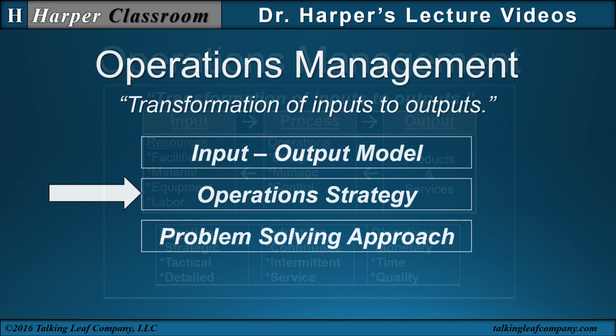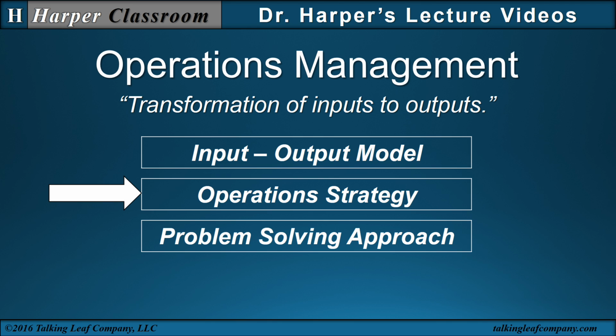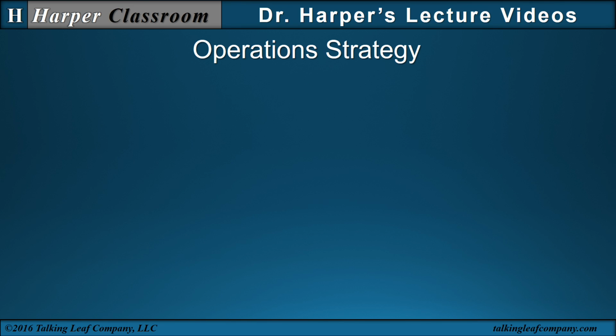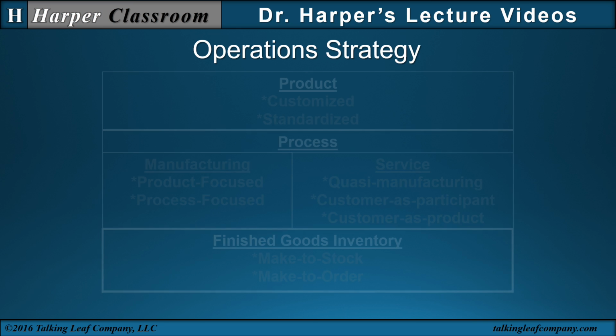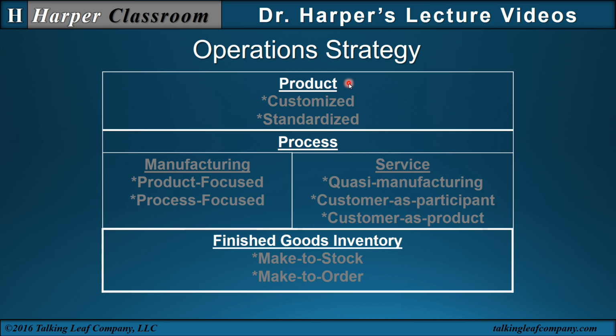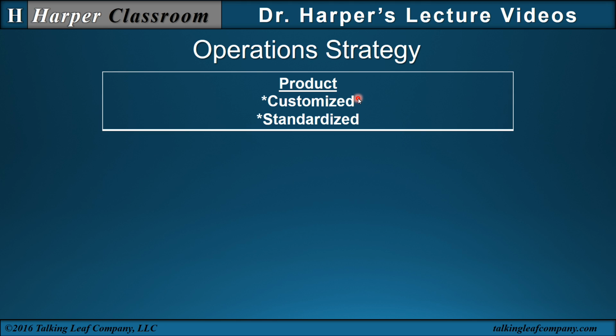Now let's go a little bit deeper into operations strategy. I will define strategy as a sequence of decisions leading to an objective. And when those decisions are operations decisions, then that becomes a strategy. We'll make decisions in three areas: product design, process design, finished goods inventory design. First, product design. We'll look at two types: customized product design and standardized product design.